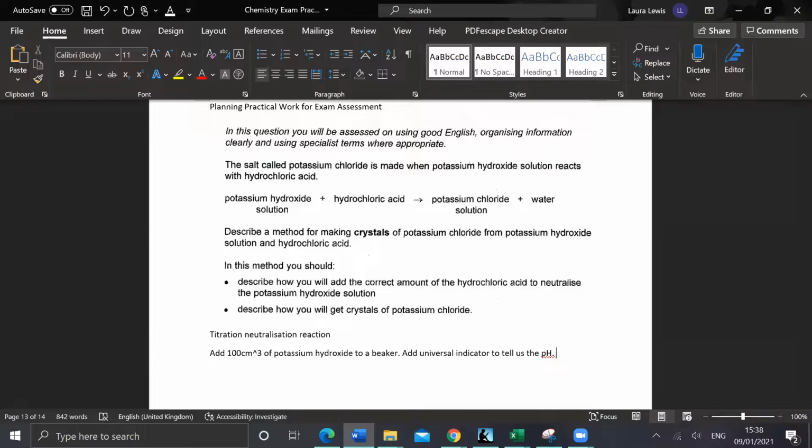Then you mix the solution. I'm going to put something here actually, because you get marks for other things. Marks would be given for other indicators, such as phenolphthalein.